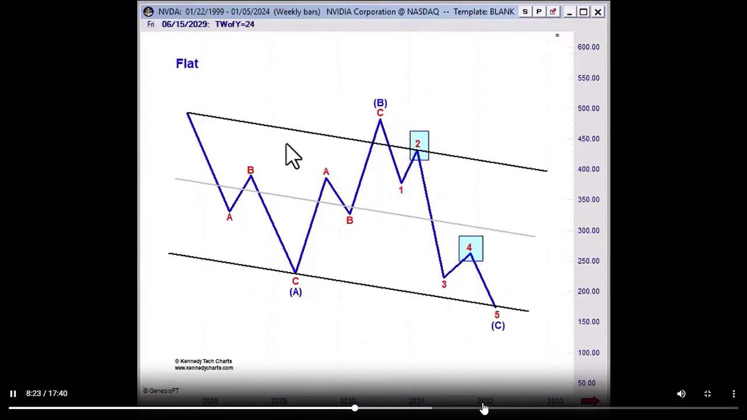Now, again, in some instances, particularly if you're working, for example, an expanded flat, then you might need to utilize the extreme of wave 4. So your trend line would start at the origin of wave A and then go to the extreme of wave 4 of C. And then you would take a parallel and drop that down to the extreme of wave A.